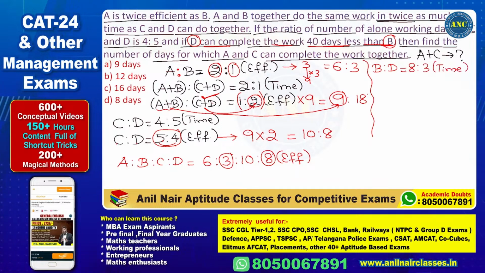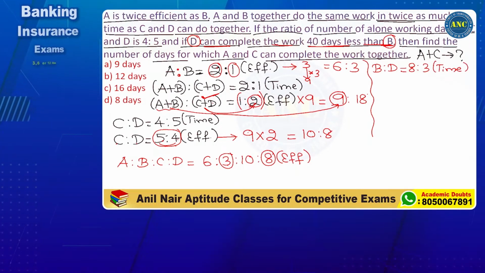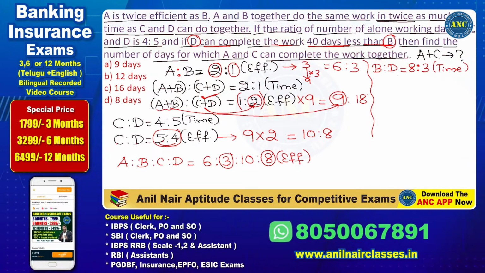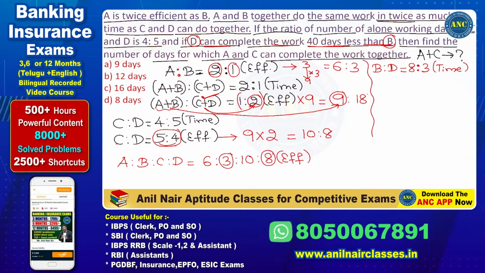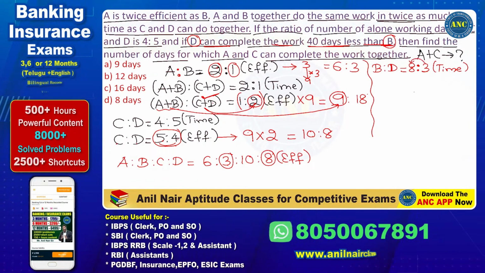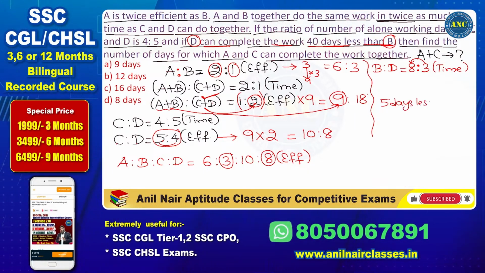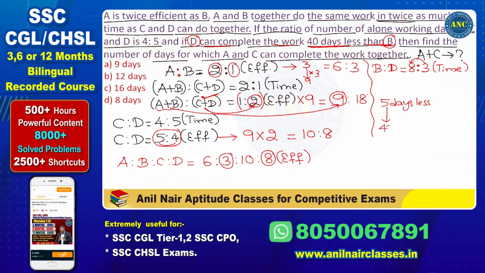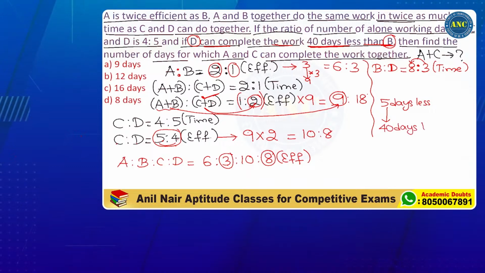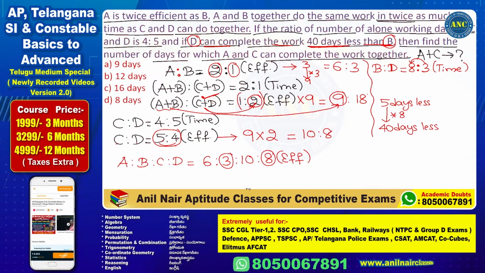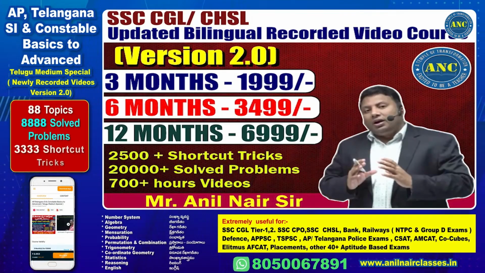Now, according to the ratio, B is taking 8 days, D is taking 3 days. So D is taking 5 days less than B according to the ratio. But the question says D is taking 40 days less than B. So 5 should become 40. 5 into which number is 40? 5 into 8 is 40. So 8 also multiply by 8. So B is nothing but 64 days.